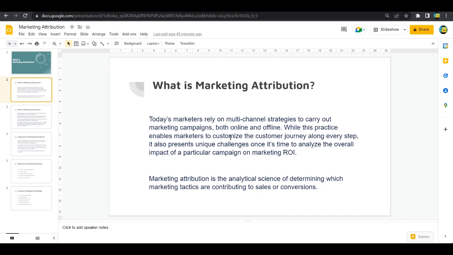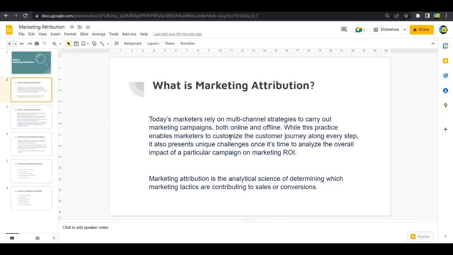So today's marketers rely on multi-channel strategies to carry out marketing campaigns, and they could be both online or offline. So this practice does enable marketers to customize the customer journey along every step, but it also presents some unique challenges once it's time to analyze the overall impact of a particular campaign or on marketing ROI. And ROI is basically a return on investment, which means for this much investment you got this much returns. So in simple words, your return on investment.